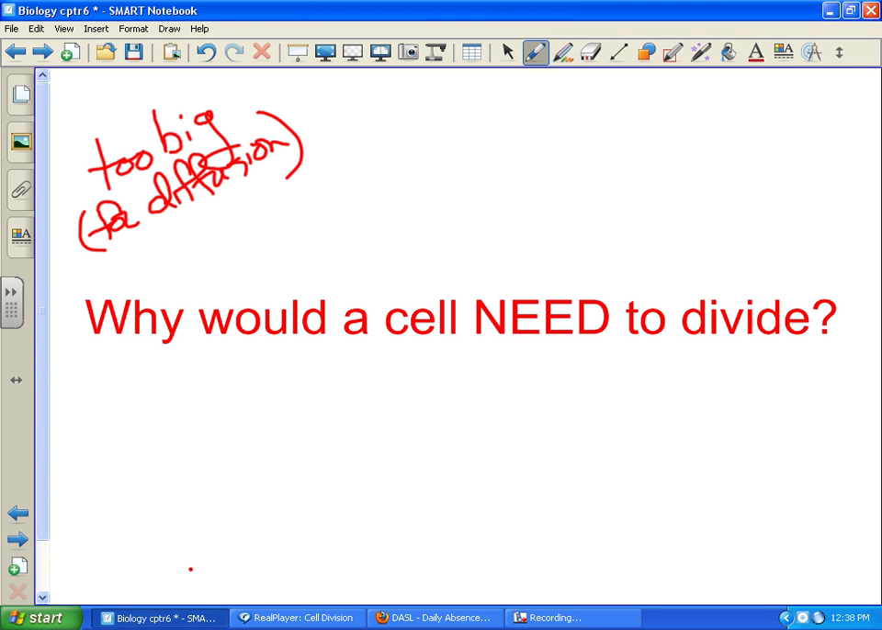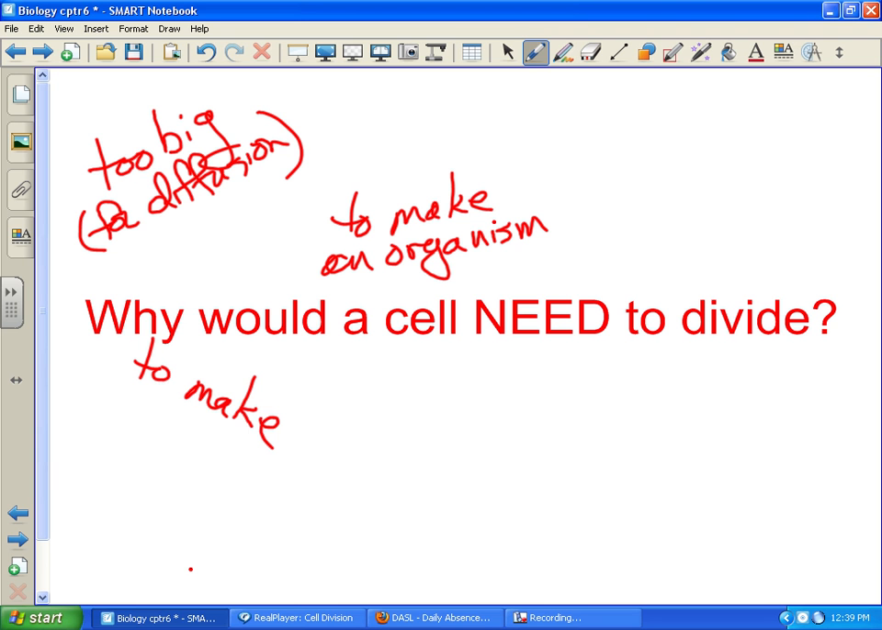Just fire them away. Why does a cell need to divide in the first place? Form an organism. What else? Go. We need to elaborate on a little bit more of that. Why would I need to make more? To establish a healthy organism. Hang on, Abby. Why would we need to make more cells?